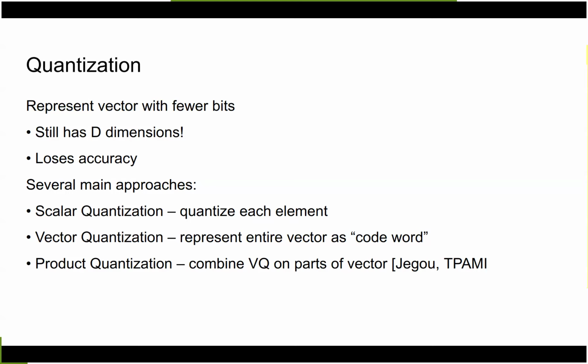So it's very memory inefficient to store this whole thing. So in a way, we want to quantize each vector, or in other words, we want to compress these vectors to still represent relatively the same information, but in fewer bits.